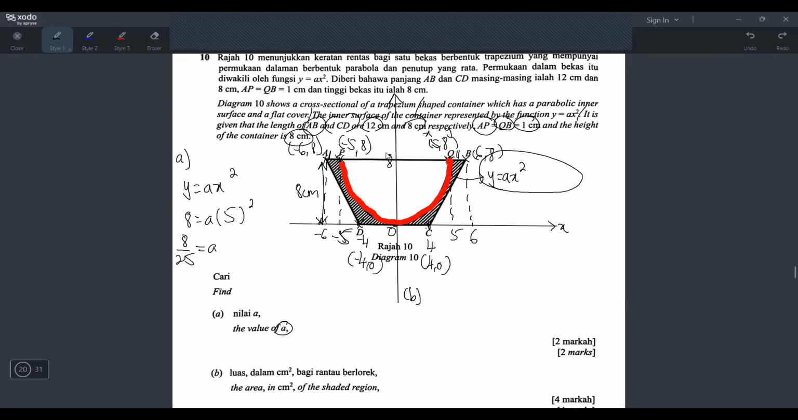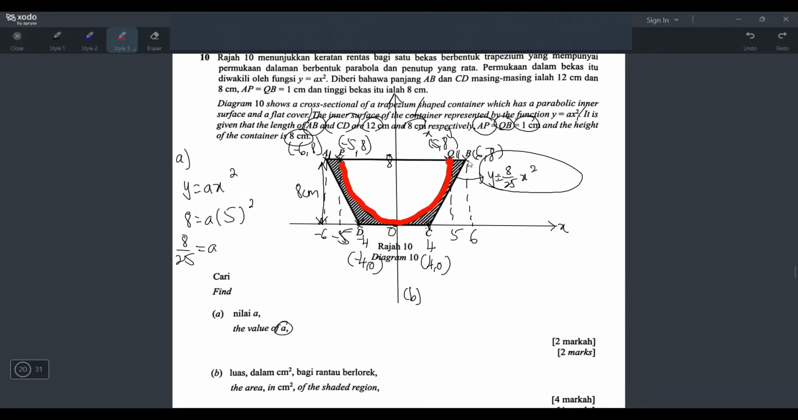I think we have to find it using the integration method, right? So the equation of the curve is ax squared, but the a we already know is 8 over 25. So this one is 8 over 25 x squared. So what we can do is integrate from... let's see. Wow, it's very difficult, because the region is like this. If I integrate the curve towards the x-axis, I can find the area here, but it's not including here. I want this, right? So that's the problem, right?